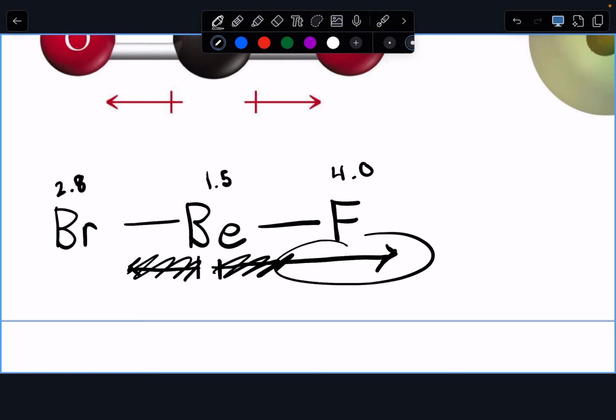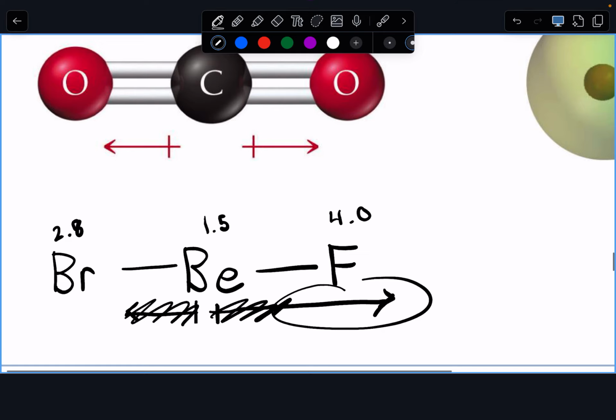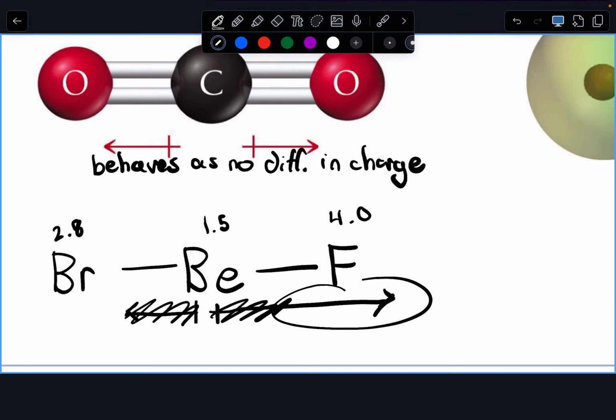So if everything cancels out, like in CO2, we say that it behaves like there's no difference in charge. Or we call that molecule nonpolar. With the beryllium, fluorine, bromine one, because it doesn't cancel out completely, we would still say that the molecule itself is polar.